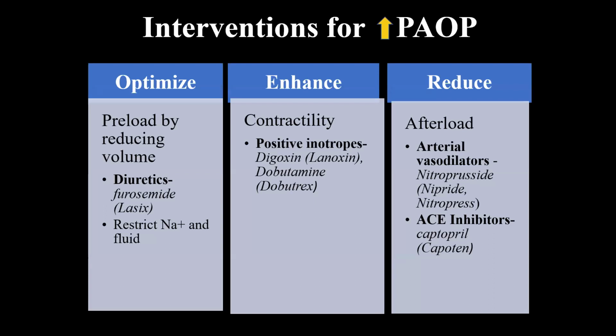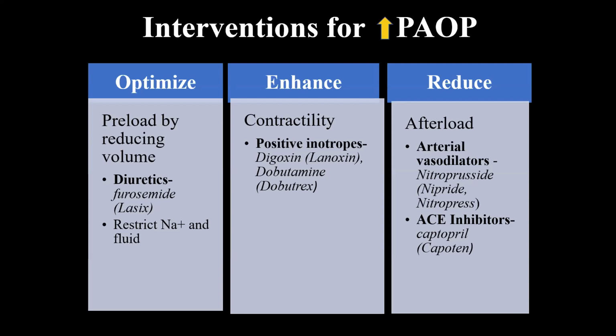Okay, so what are we going to do for that increased wedge? We're going to give diuretics again, and we're going to restrict sodium and fluid. You see how this is all sort of falling into place and makes sense? On the right side, we're doing the same thing. If I'm failing, if I have a bad ejection fraction, I'm going to add those positive inotropes. Digoxin, if they're not already on it, we'll probably do dobutamine because it helps with contractility.